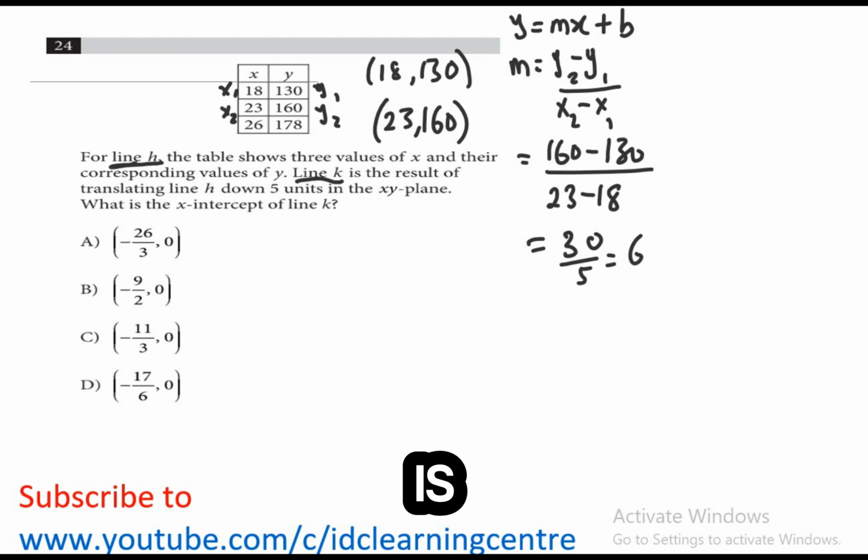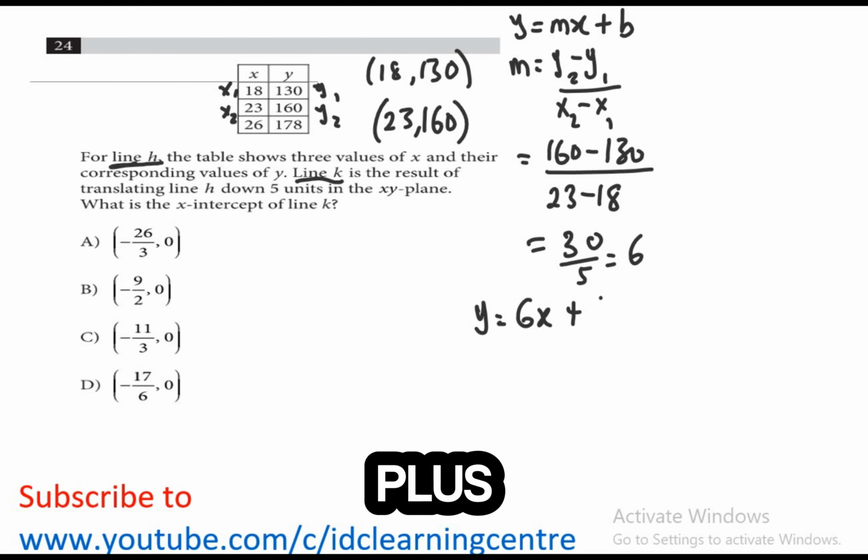So our slope is simply 6. So I'll come back to the equation and substitute the value of slope. y equals 6x plus b. So we are still left to get the y-intercept b. So I can pick any of these coordinates, (18, 130) or (23, 160), as x and y, and solve for b.